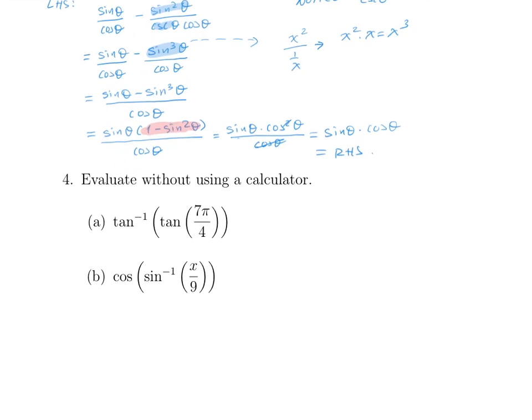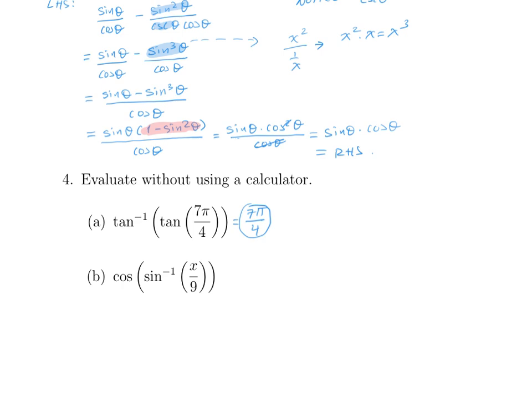Okay. All right, so let's move on to number 4. And number 4 is asking you to figure out this. If these two are the same, and by the same I mean the same function, one inverse and one not inverse, regular one, the answer is automatically just the argument, which is 7 pi over 4. And that's it, which is pretty straightforward.